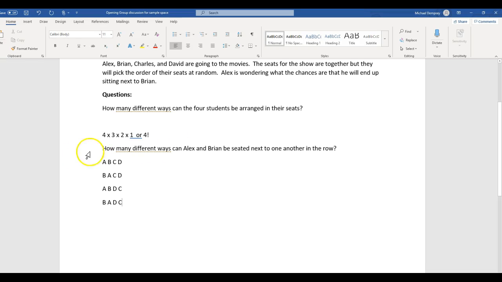We can also move the ABs around. This wasn't all of them, but if you recall, we counted them all up, and there were 12 different ways out of these 24 that they could be seated next to each other. Well, this is called a permutation.